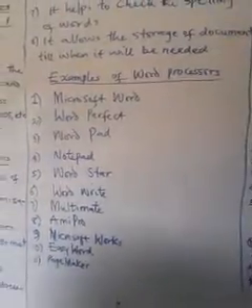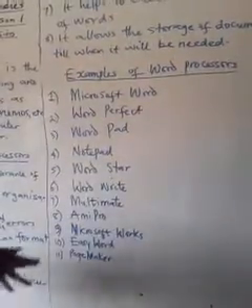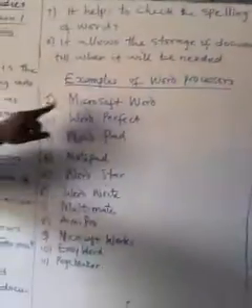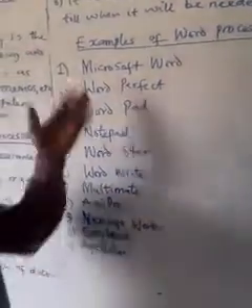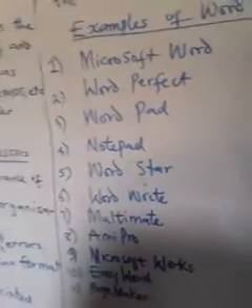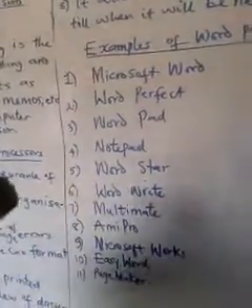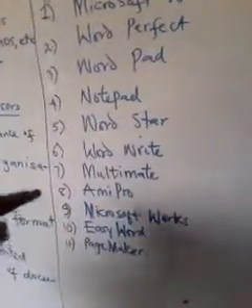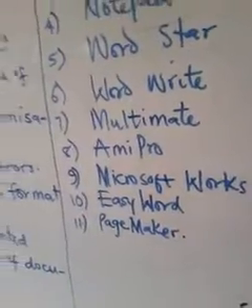Examples of word processors. We have so many examples, but I have a few of them here, only 11 on the board for you. Number one, we have Microsoft Word. I picked this as number one because it is the most common word processor that we have. We can see it in our schools, in our homes, in business centers and in different places. So we have Microsoft Word, WordPad, WordPerfect, Notepad, WordStar, WordWrite, Multimate, Ami Pro, Microsoft Works, EasyWord, PageMaker, and so on and so forth.